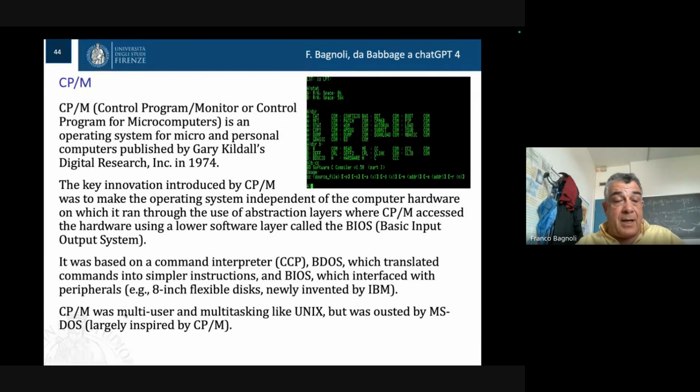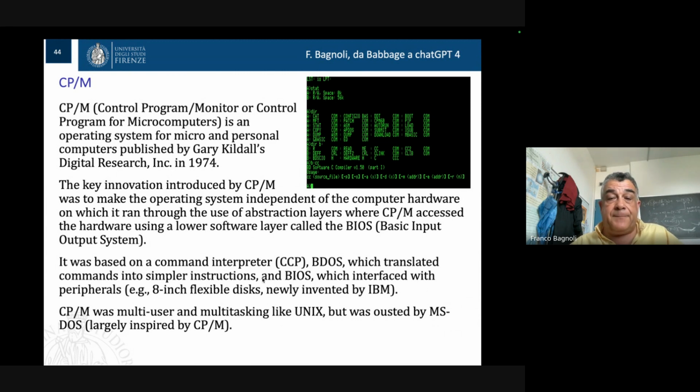Actually, CP/M was much more powerful than Microsoft DOS or IBM DOS, because it was multi-user and multitasking. Clearly it was adopted also by large installations, large computers, but it was never so successful.